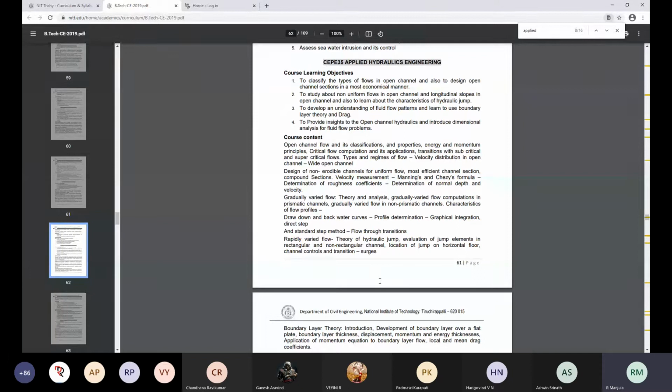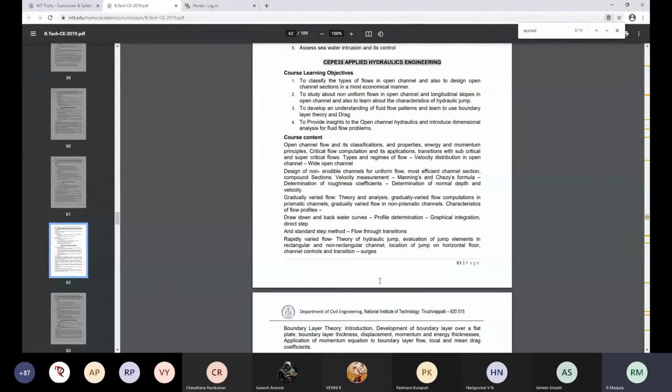So what is a uniform flow? If the flow parameters or fluid parameters, such as velocity, acceleration and density, are constant with respect to space, then it is a uniform flow. For non-uniform flow, the velocity and acceleration with respect to space are not constant. So within non-uniform flow, you have gradually varied flow and rapidly varied flow.